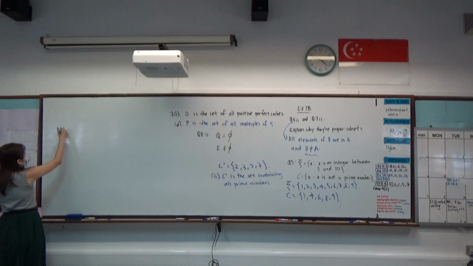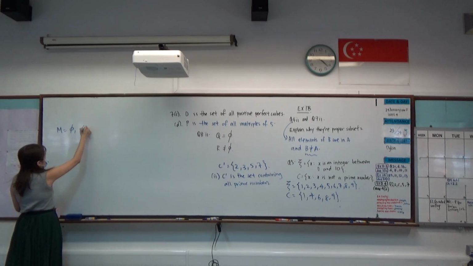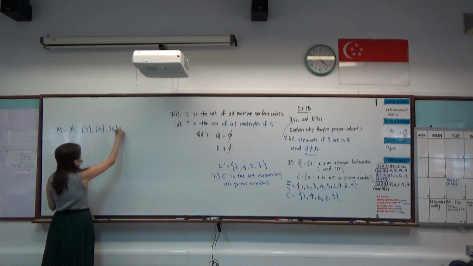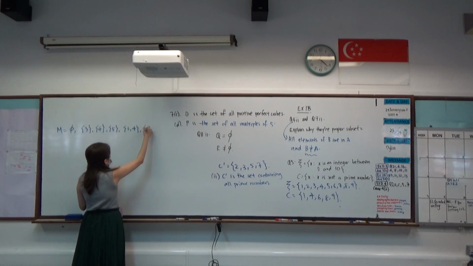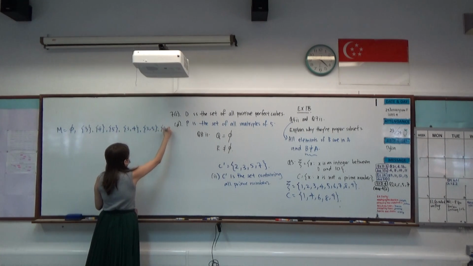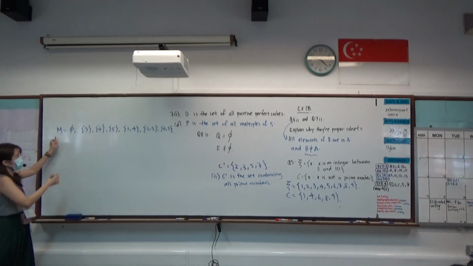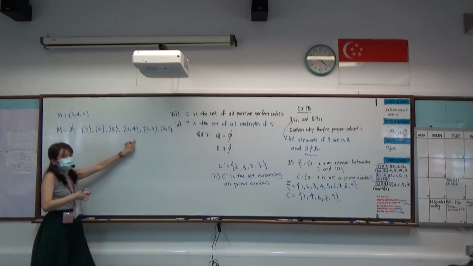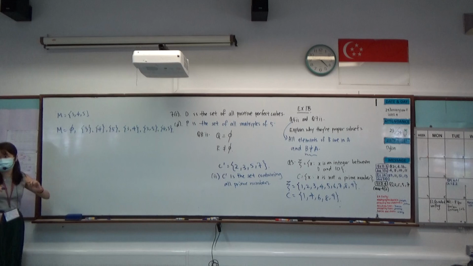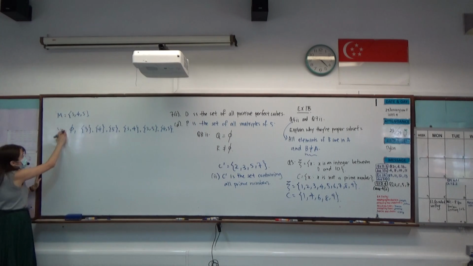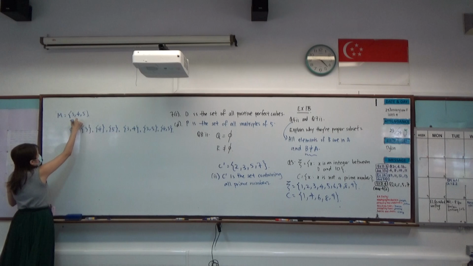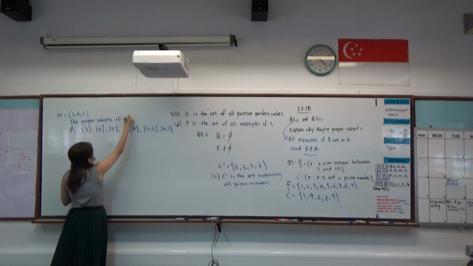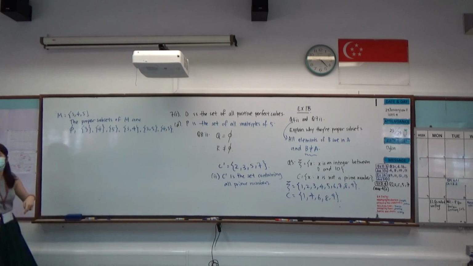You will tell me that M is equal to the empty set, 3, 4, 5, 3 4, 3 5, and 4 5. Take note that M itself in the question is defined to be this. These are not M. These are proper subsets of M. Okay? So if you really want to be very clear, you can say the proper subsets of M are, then you list it all out.